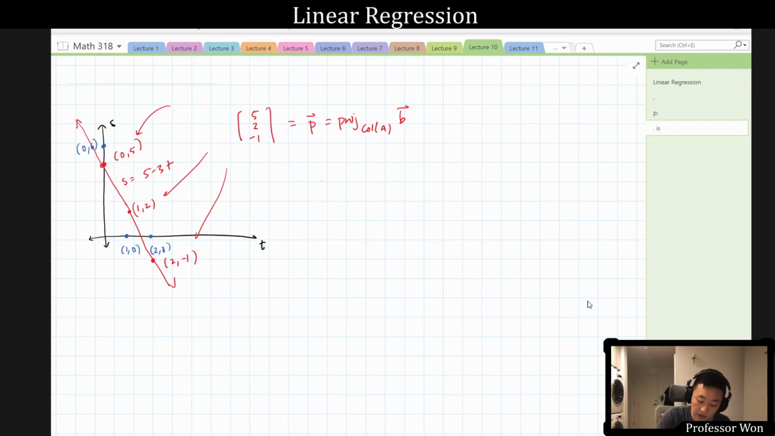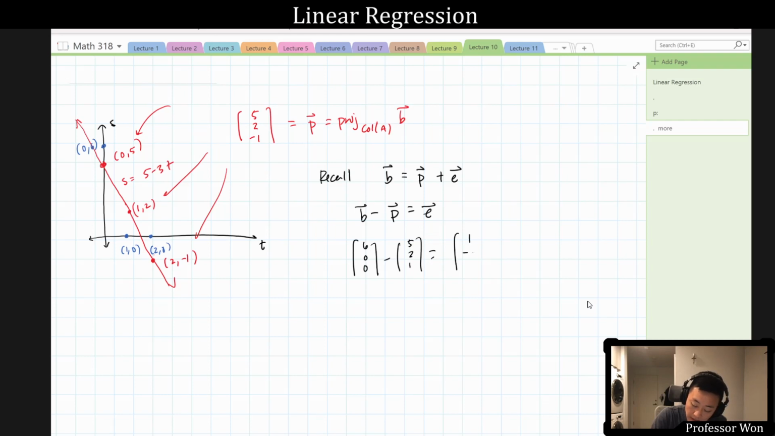Okay, now recall that b was equal to p, which was the projection onto the column space of A, plus some error term e, right? Or in other words, b minus p was equal to e, just rearranging. Now, what does this mean? If I'm writing down the actual vectors here, 6, 0, 0, minus 5, 2, 1. This is 1, negative 2, negative 1.